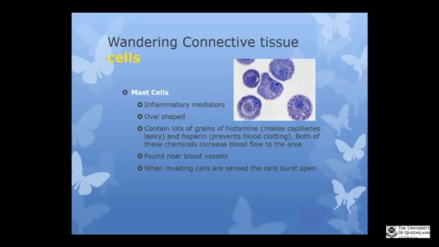And of course, if you've got more blood getting in there, you've also got more white blood cells, so you've got more of your immune system getting into that area. And that triggers more of the white blood cells to come, so you get this nice circle happening. As you would expect, mast cells are found near blood vessels because that's their target. And when they sense an invading cell, they just burst open and let their stuff out.